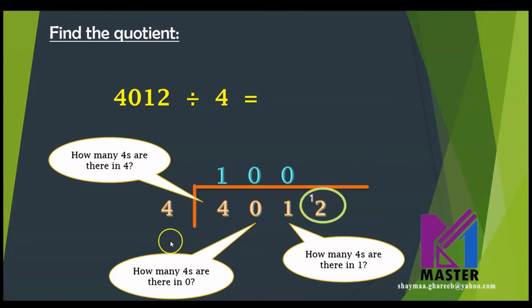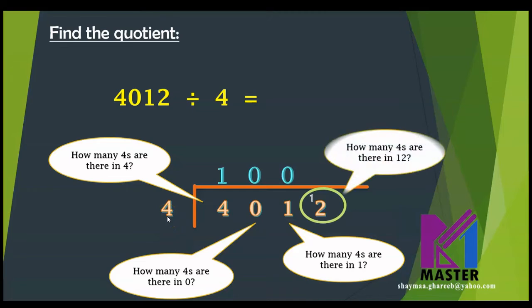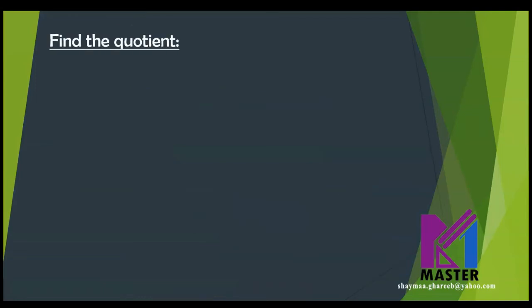12 divided by 4. How many 4s are there in the 12? Just 3 with no remainder. So the answer will be 103. Is this clear? Let's see one more example.